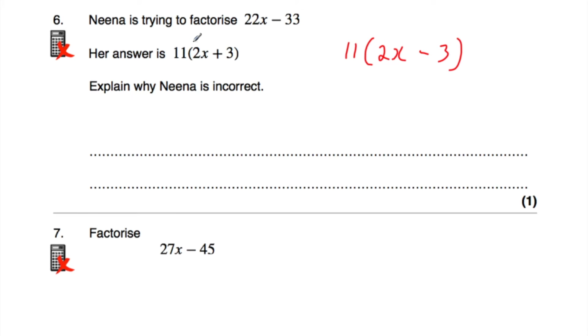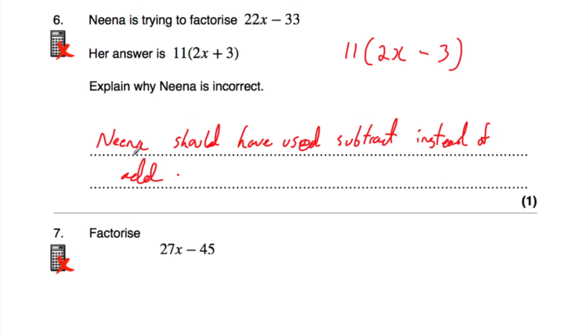But Nina wrote 11, open brackets, 2x plus 3, close brackets. So Nina's put a plus sign inside of the bracket when actually it should be a subtract. So let's write that down. And that's it. So just written down, Nina should have used subtract instead of add.